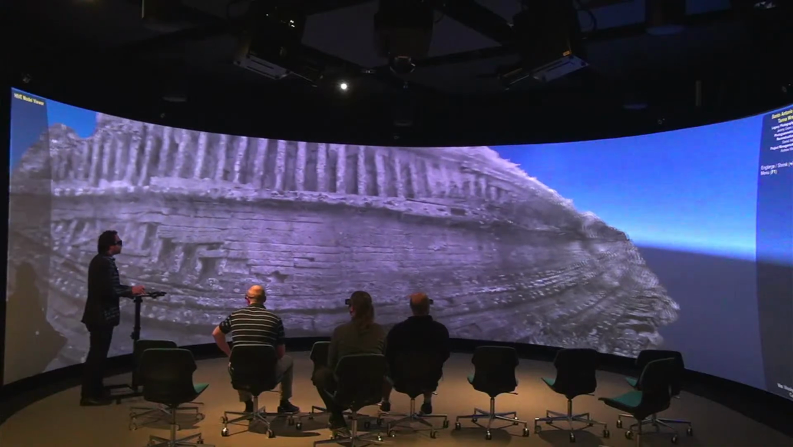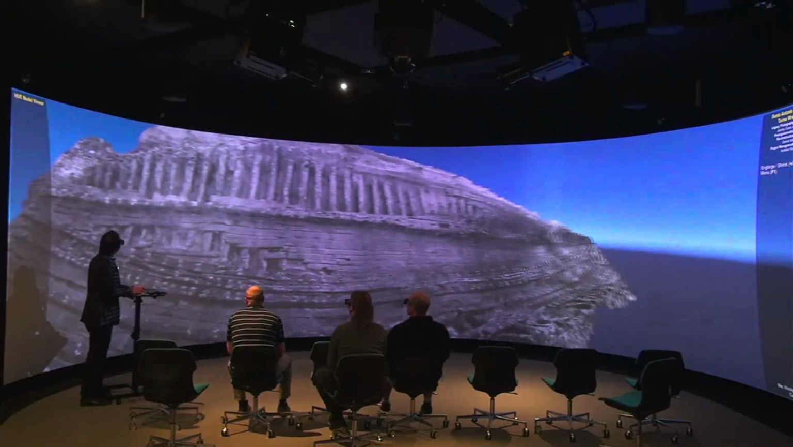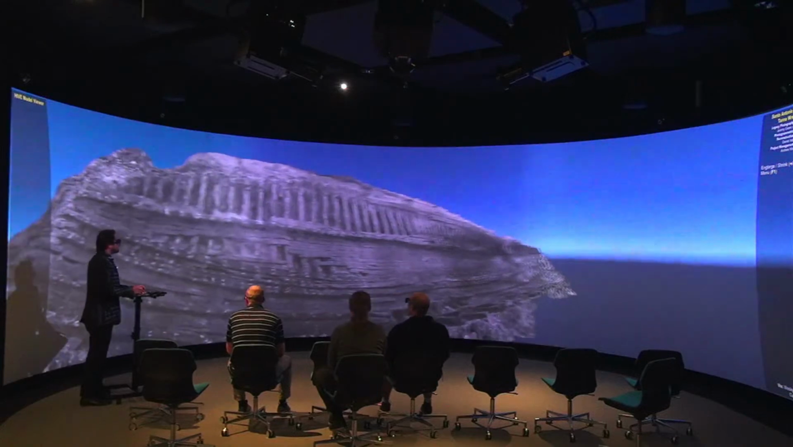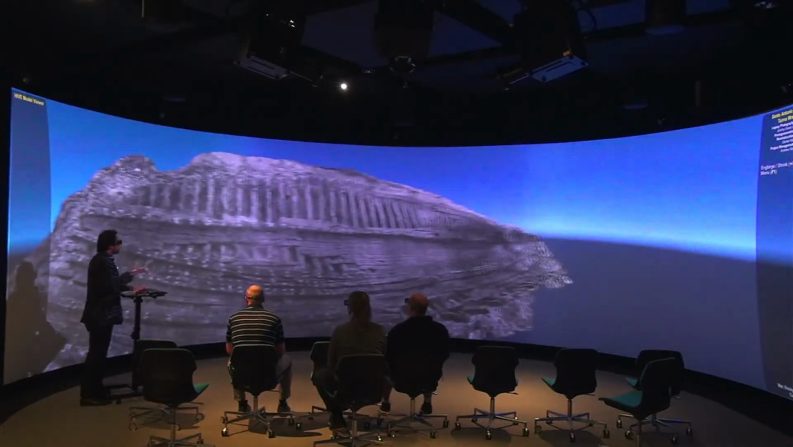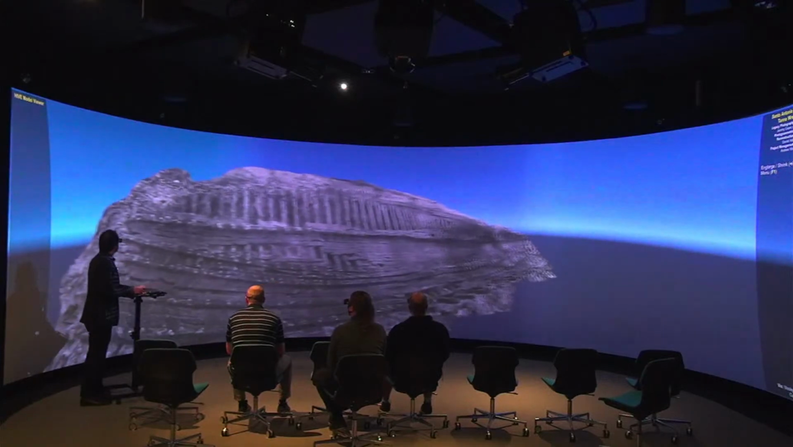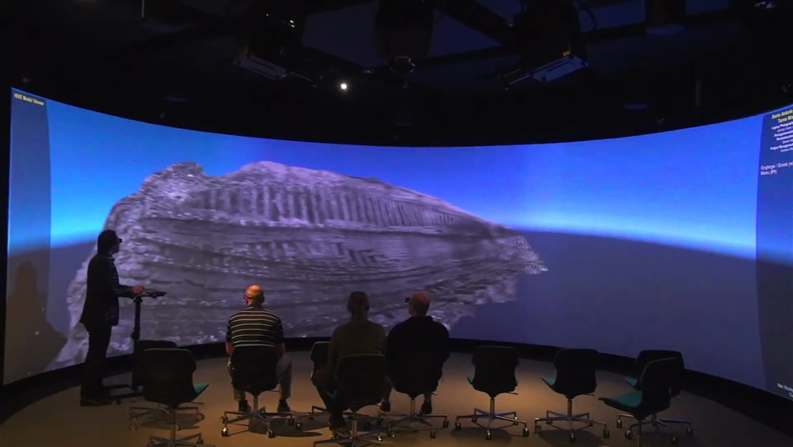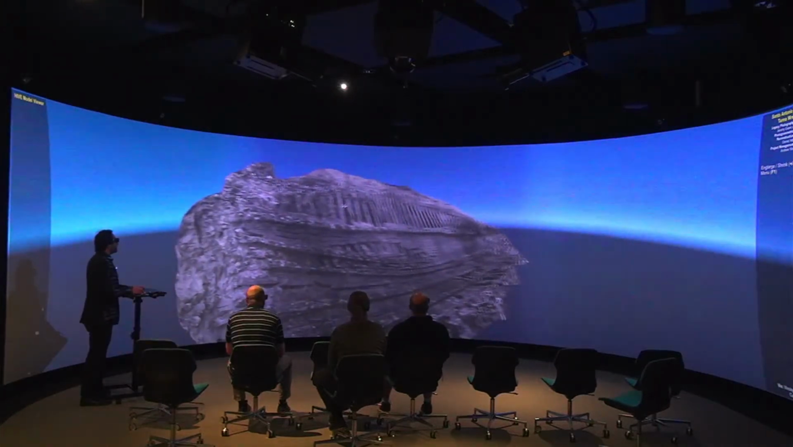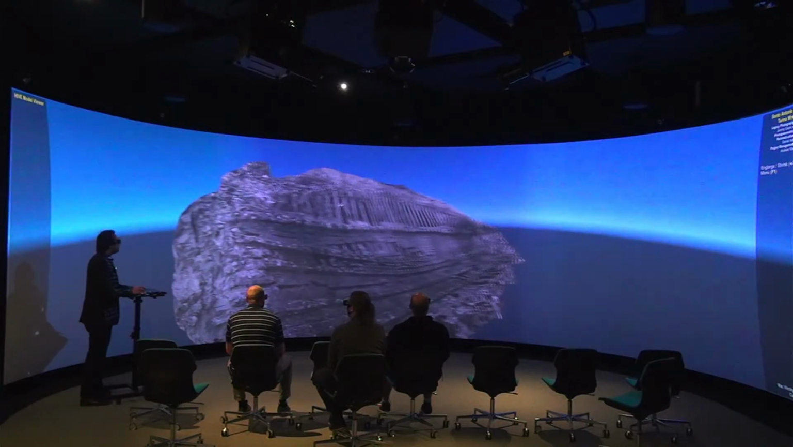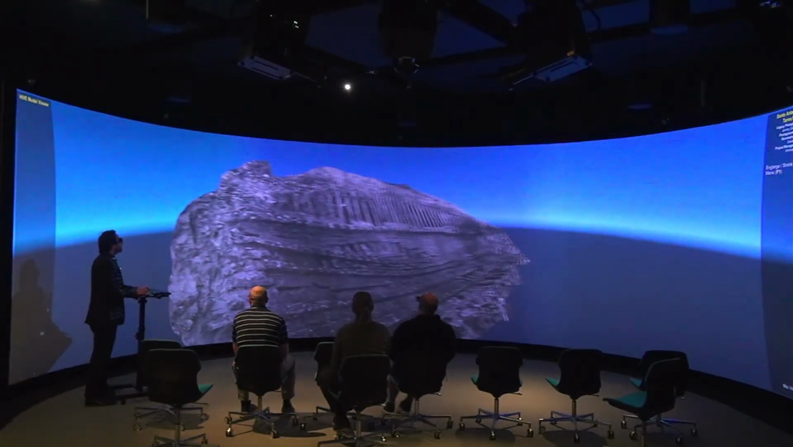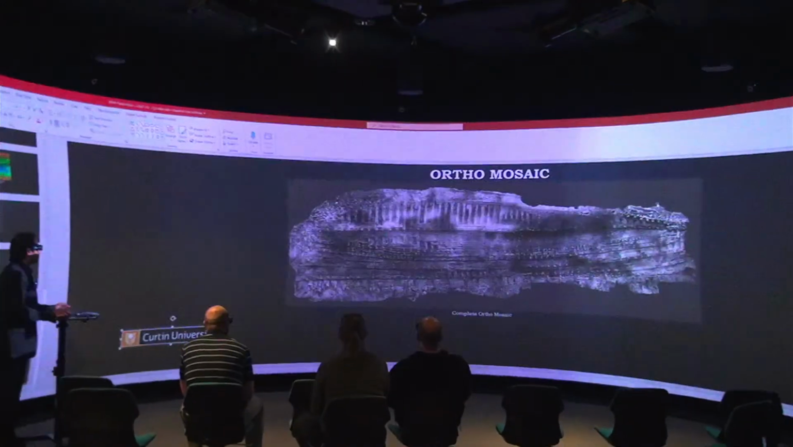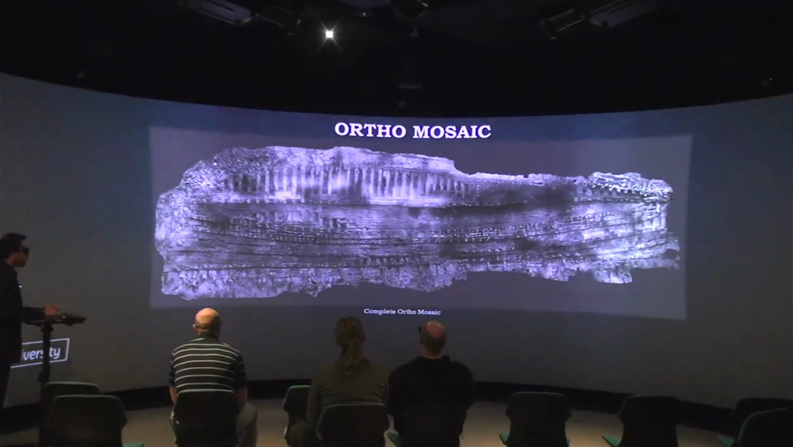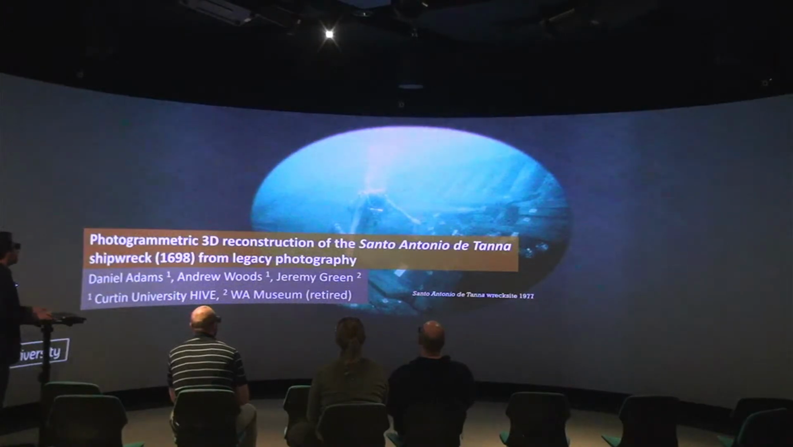So this is not exactly how it was lodged on the reef, because it's in its local coordinate system. It hasn't been georeferenced or anything, but it's an indication of how it was perched up on the reef. In the thumbnail of the Eventbrite, you saw an image of a diver. In the background here, you can see how extreme the angle was that they were dealing with.